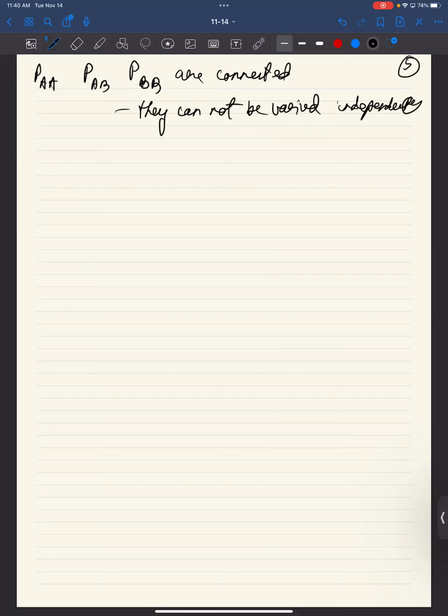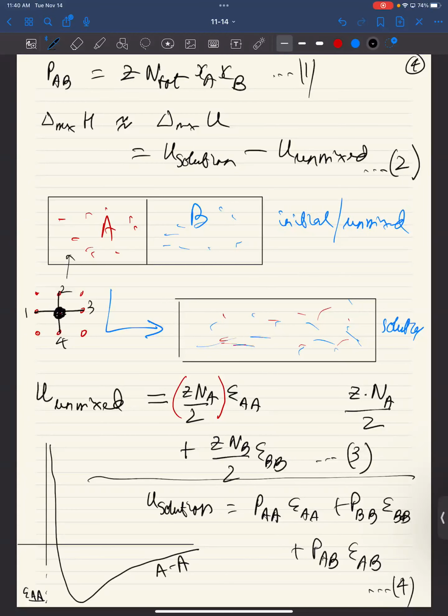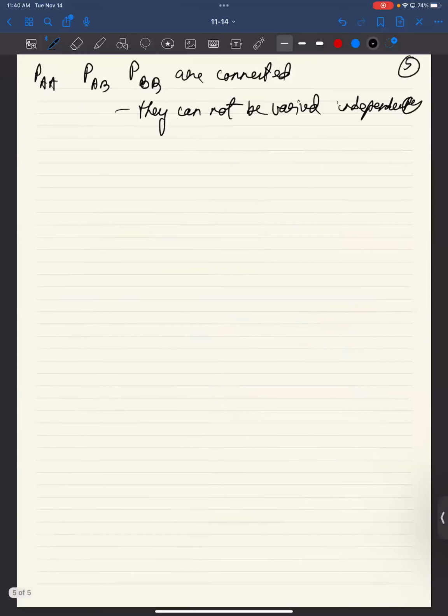We have kind of seen it. The best way to understand it is how we wrote down U unmixed. For U unmixed, this thing in the red bracket, that is PAA, right? That is the number of AA bonds that you formed for a system made up of only A's, right? So you can see that ZNA is equal to 2PAA for unmixed A, right? But now we have mixed things. So there has to be a correction.